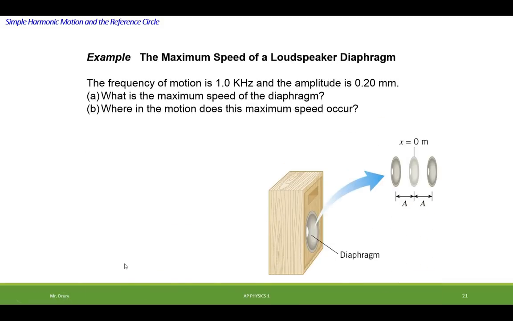All right, so let's try a problem. We have a speaker, and we want to know the maximum speed of the speaker, and where this maximum speed occurs. Obviously the speaker is moving in and out, and we want to know where the maximum speed would be and what this maximum speed is. Some things to note: the frequency is in kilohertz, so we need to first convert that into hertz. And the amplitude is in millimeters, so we have to convert that into meters.